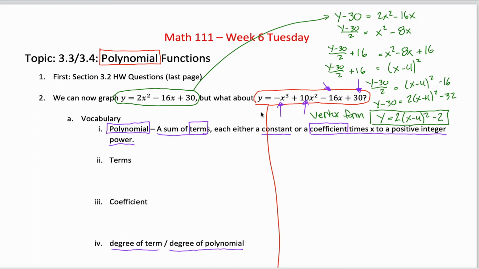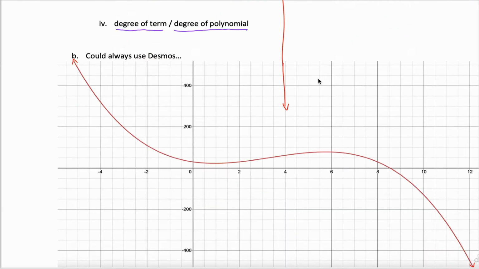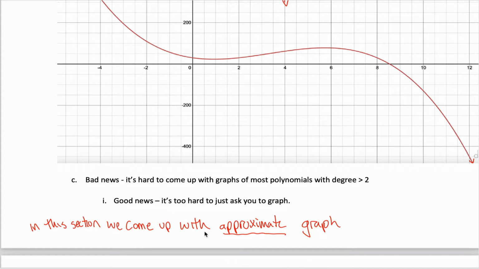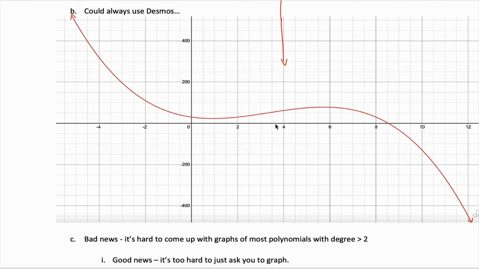So in the previous two videos, we took on the somewhat monumental task of trying to go from the equation of a polynomial into the graph of that polynomial without using graphing software like Desmos. And what we decided is we're not going to be able to do this exactly, but we can come up with an approximation of what the graph looks like. And that approximation will just include all the important characteristics of the graph.